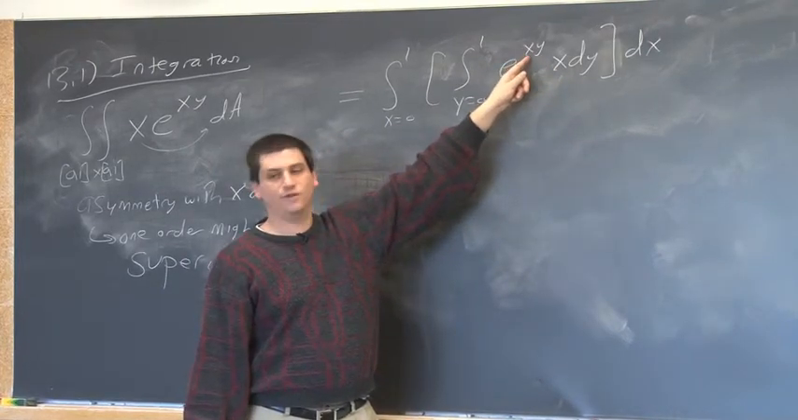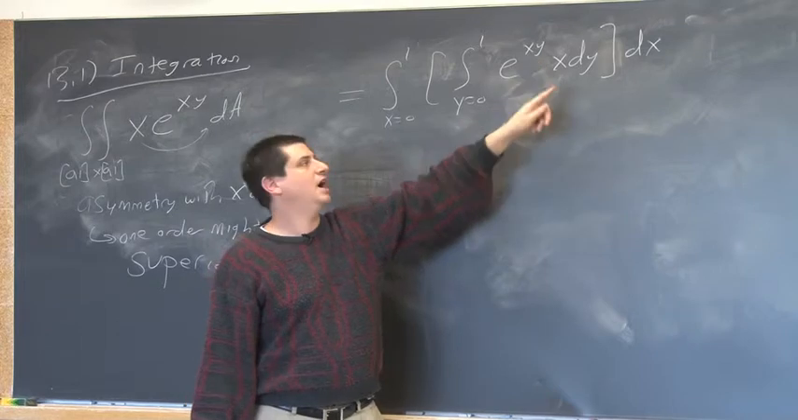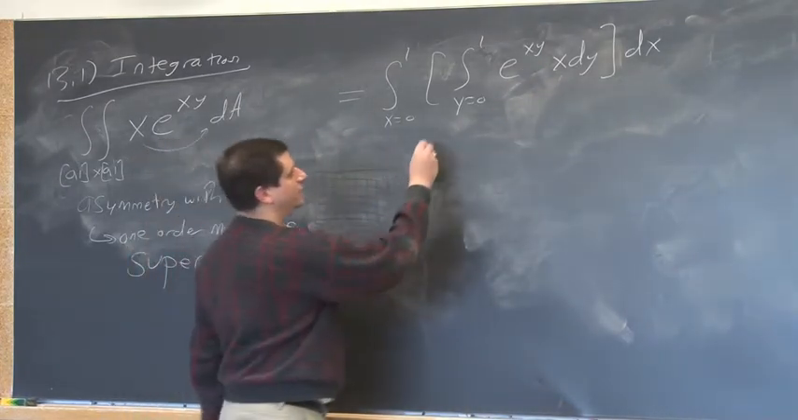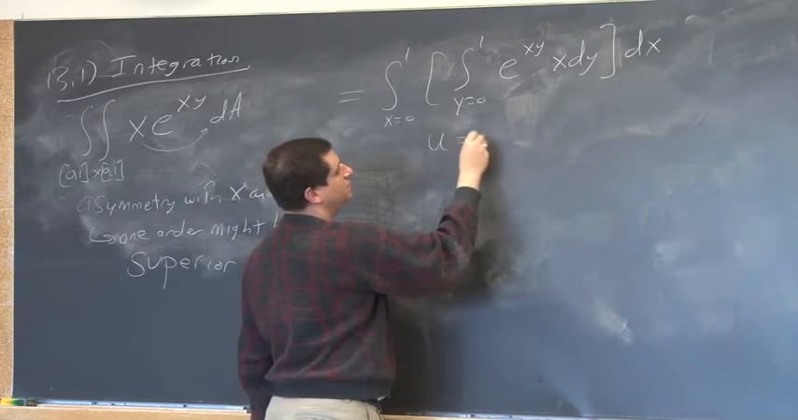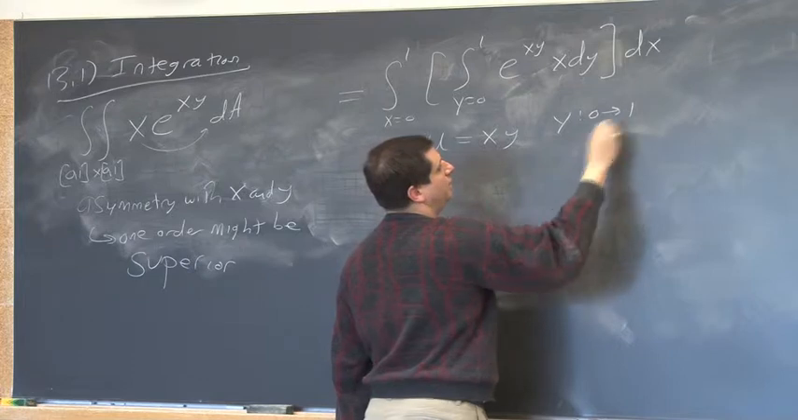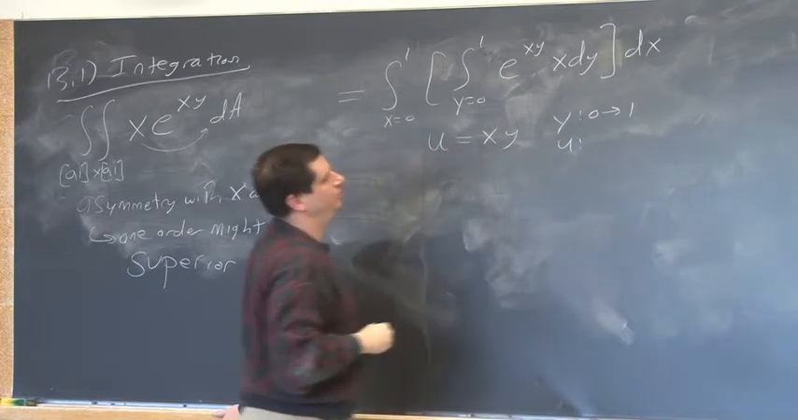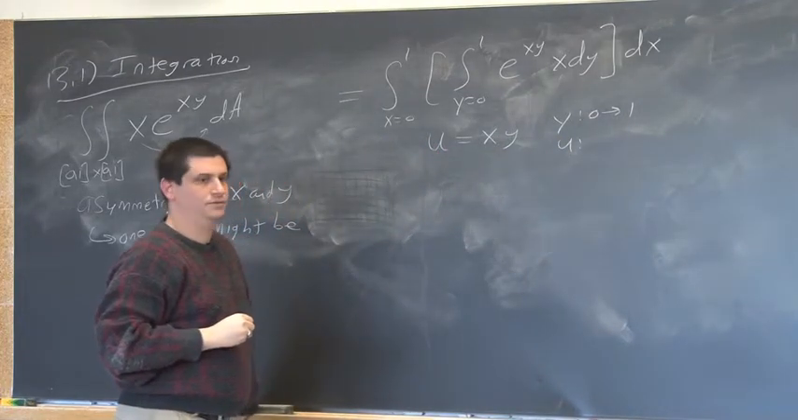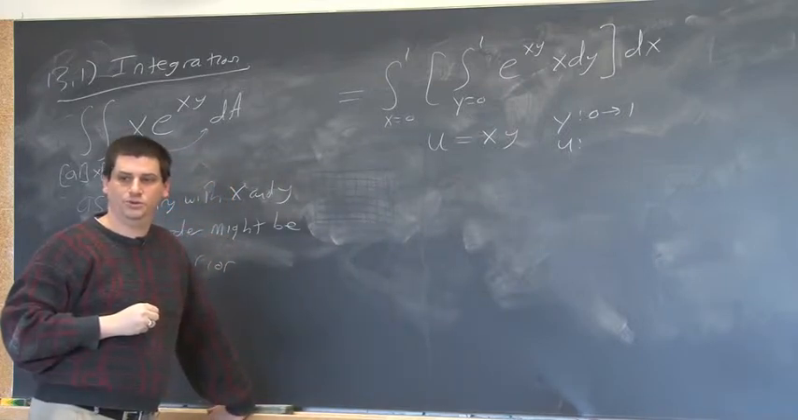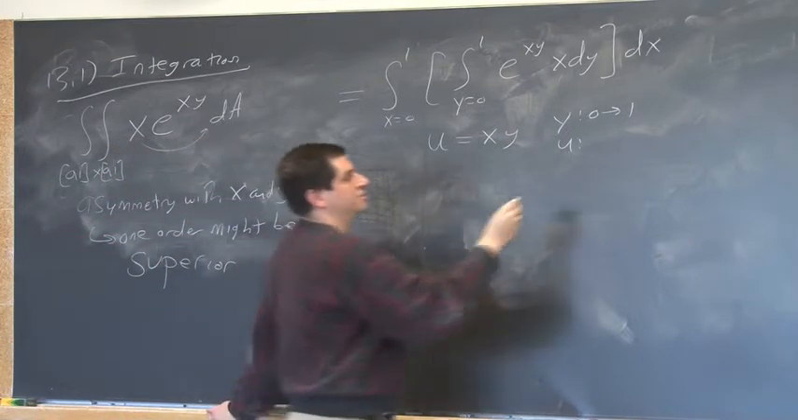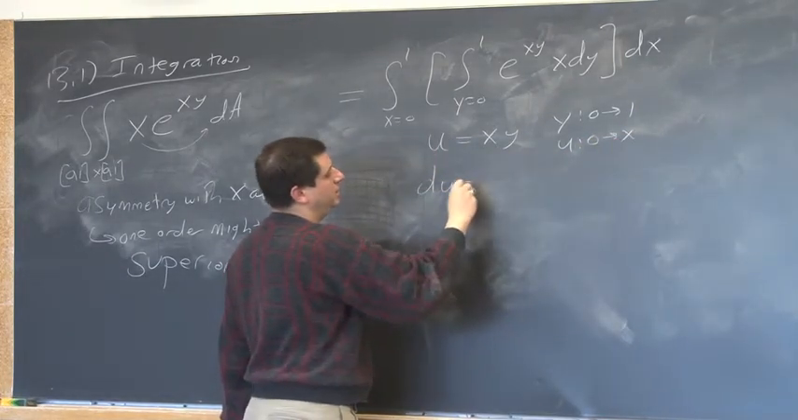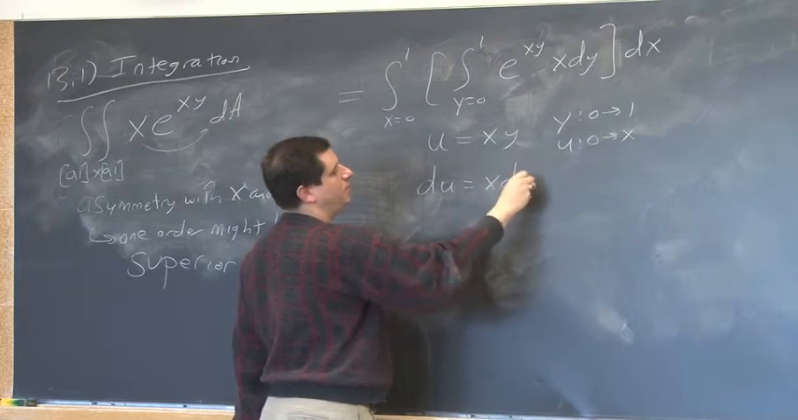The coefficient in front of the y in my exponent is x. I want to get an x dy. So I'll go through the u substitution. I know it's been a while since some people have seen it. Let's let u be xy. So as y goes from 0 to 1, what does u go from? If y goes from 0 to 1, what's my range of u? 0 to x. And du is going to just be x dy, because remember, x is fixed.